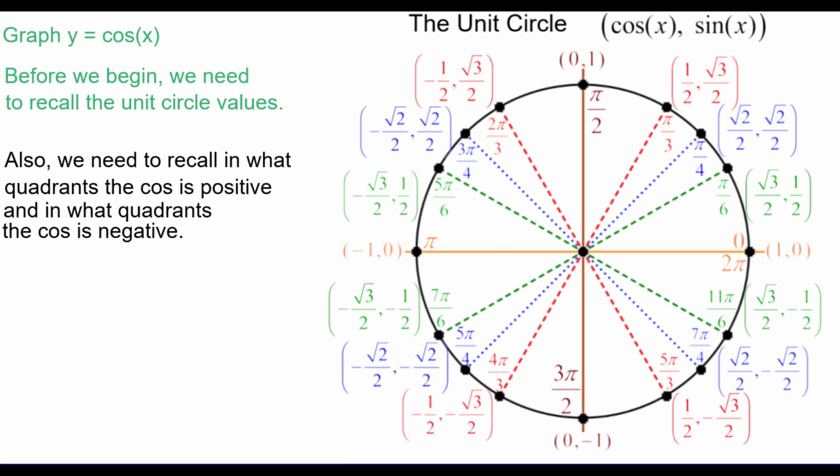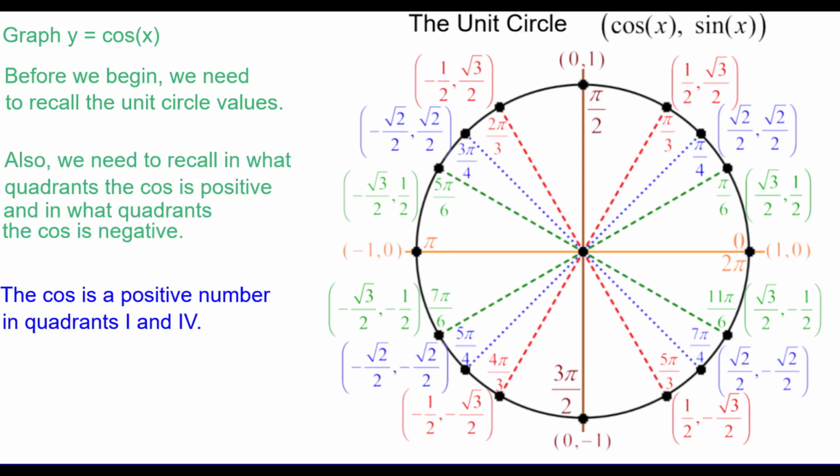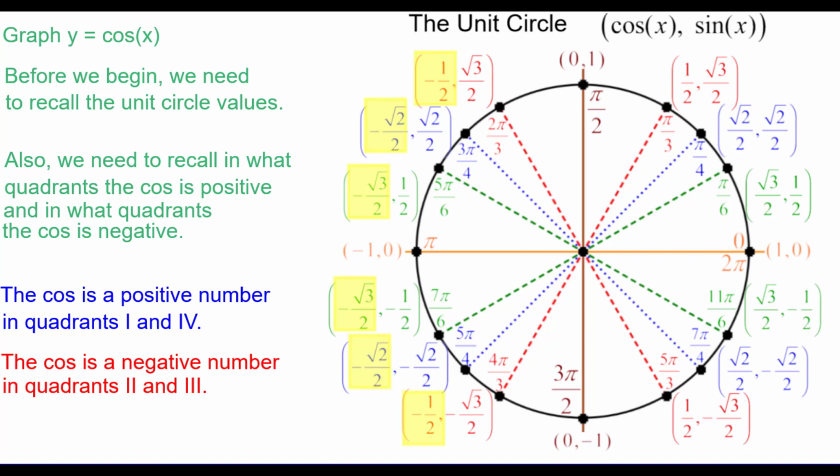We also need to recall in what quadrants the cosine is a positive number and in what quadrants the cosine is a negative number. Press pause, resume when you're ready. Cosine is a positive number in quadrants 1 and 4, and we'll highlight those right here, all positive values for that first coordinate. The cosine is a negative number in quadrants 2 and 3, and we'll highlight those. You can see those are negative, all in the second and third quadrant.